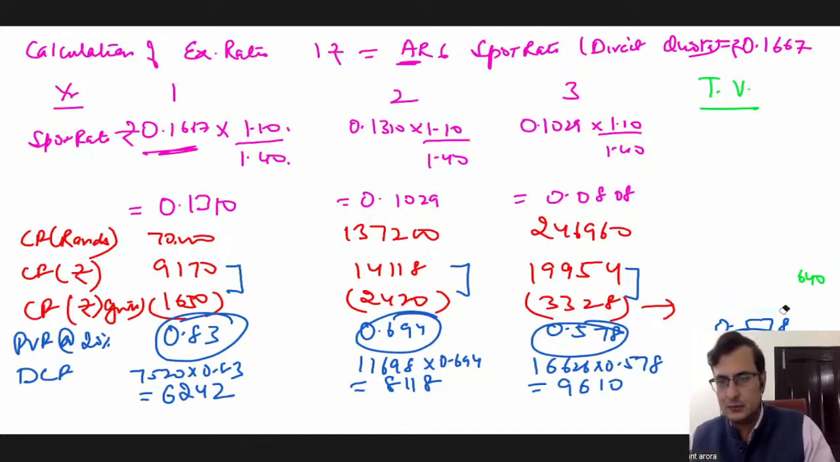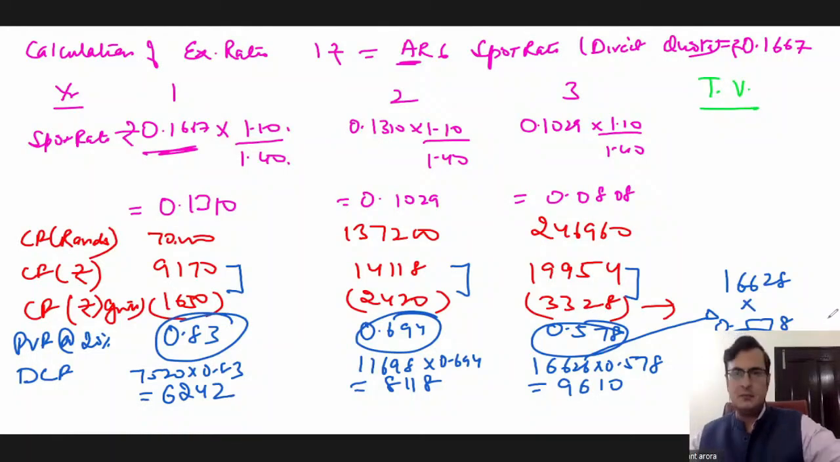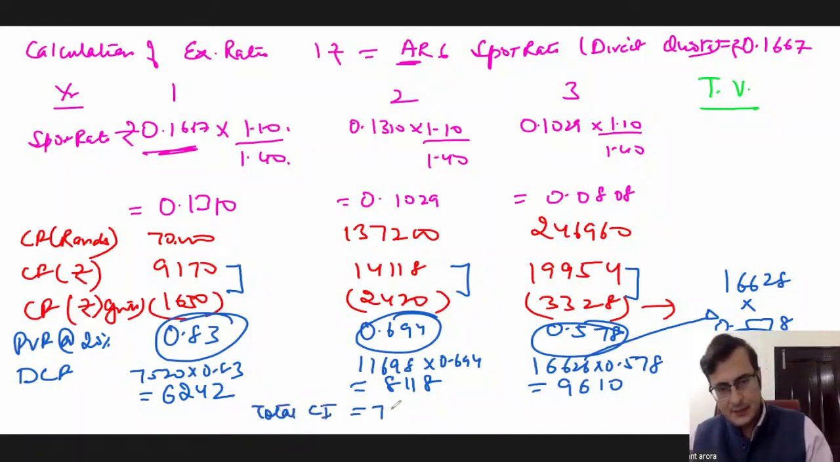Okay, do it like this. 16626 into 0.578, because this is the value for forever. So this comes out to be total cash inflow 72. Let's calculate NPV directly. Why waste time?